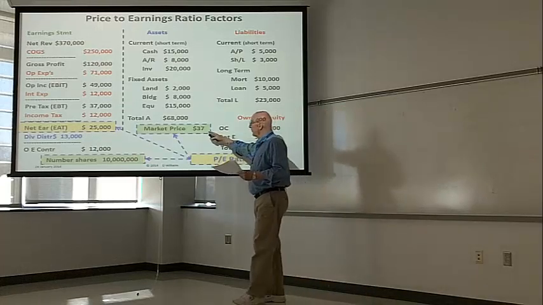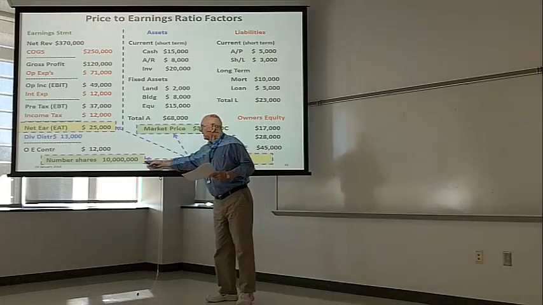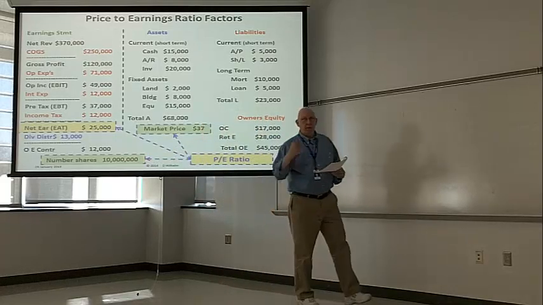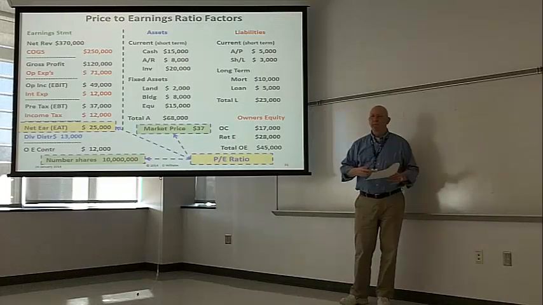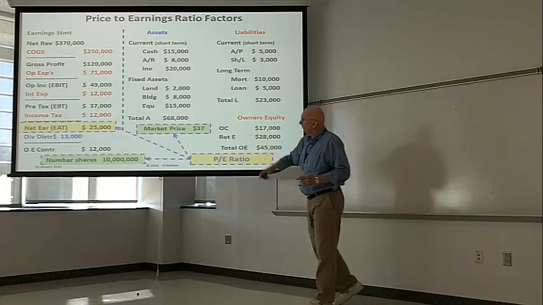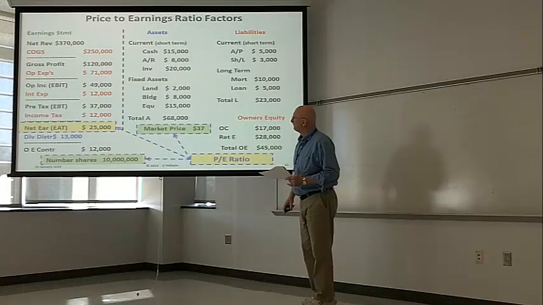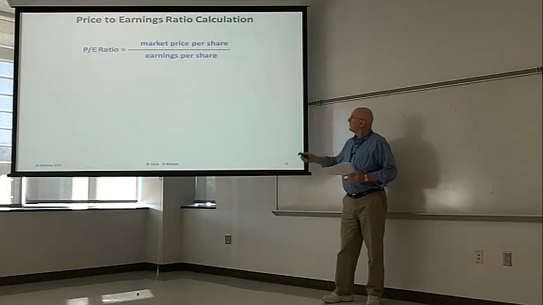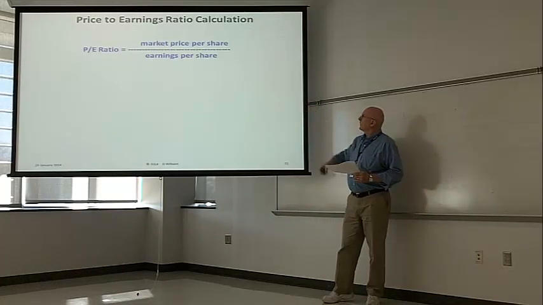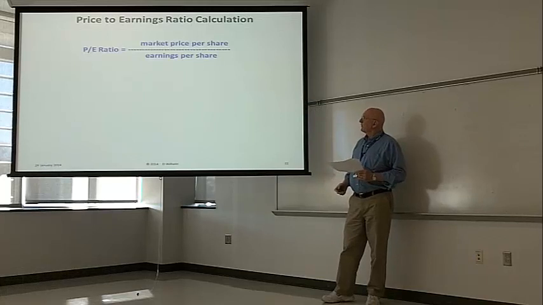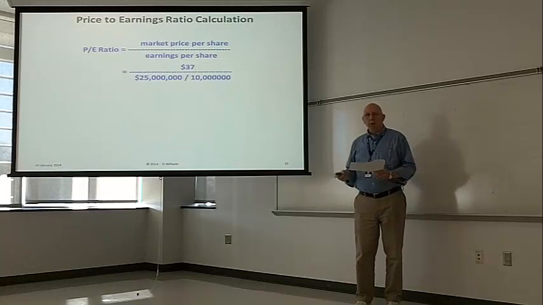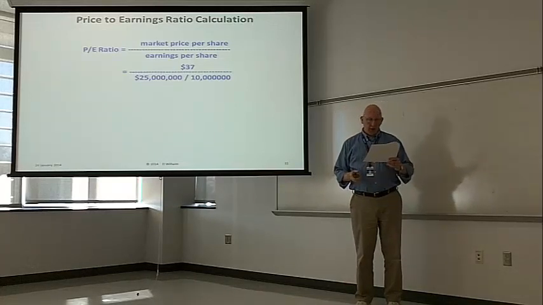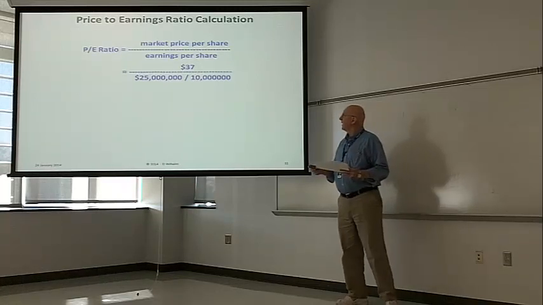Now, the market price and the number of shares are not on the balance sheet or the earnings statement. Those values were in that extra sheet of information. We do start off with the net earnings, though. And remember, it's market price per share over earnings per share. Market price per share, we know that it's $37 a share. To get the earnings per share, we have to divide the total earnings by the number of shares outstanding.